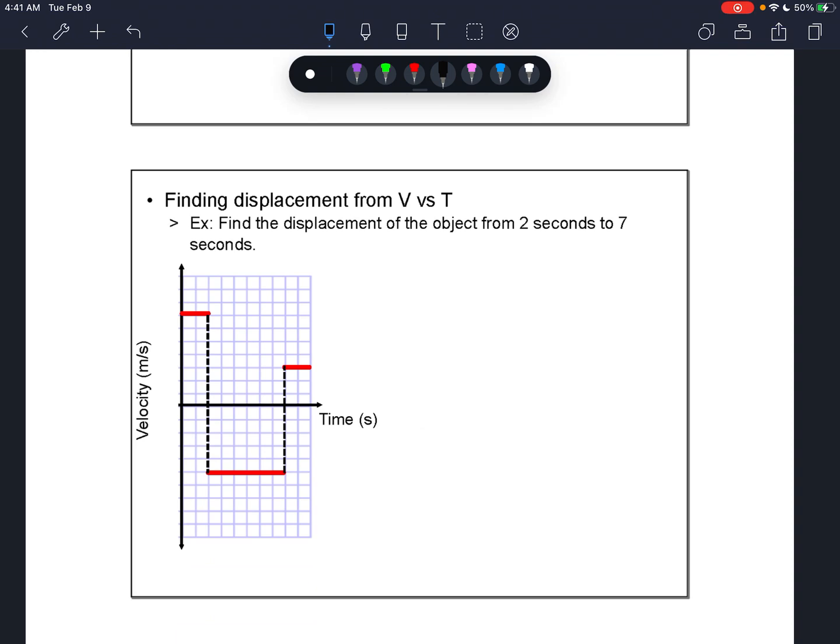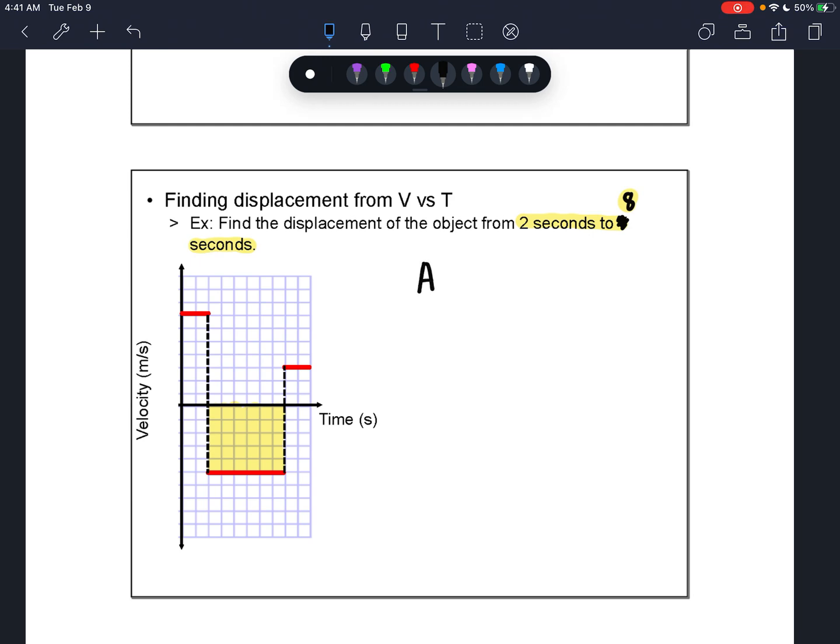Right off the bat, I'm going to do an example, but before I get started, I have to correct a typo. This should say from 2 to 8 seconds. You got it? Good. Okay, so let's find the displacement for this graph from 2 seconds to 8 seconds. So 2 seconds to 8 seconds is referring to this portion of the graph.